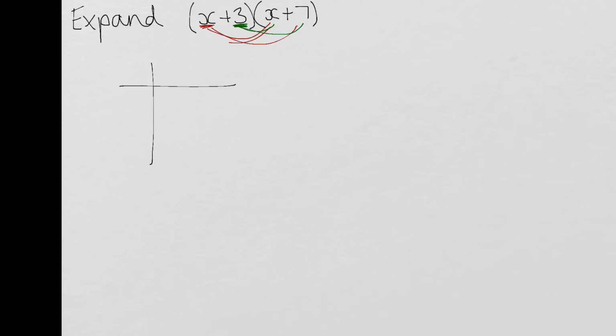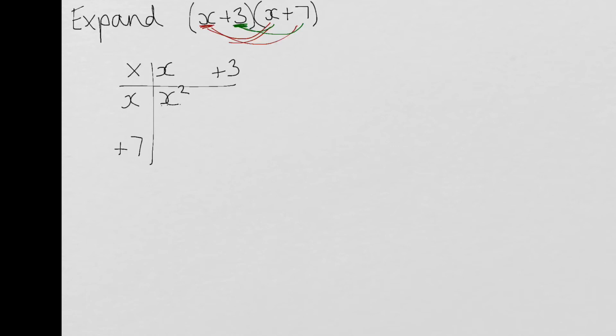It doesn't matter which way round they go, all that matters is that you have got your positive with the correct number. So here I've got x and positive 3, and in the second one I have x and positive 7. By expanding, I'm going to be multiplying these together. In this space, I'm going to write down what happens when I multiply x by x. That is going to give me an x squared. It's times by itself.